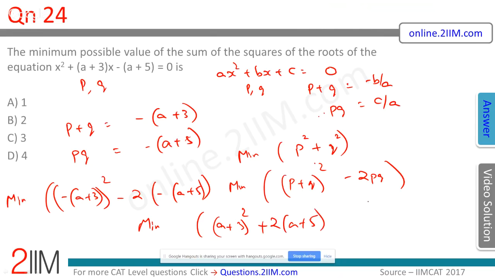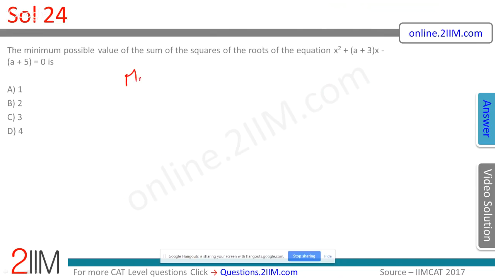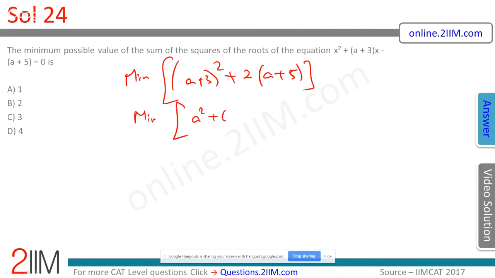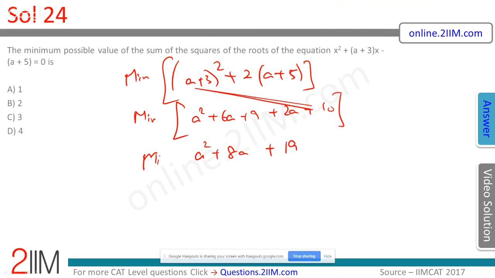I'll write this down in the next slide. We want to find the minimum of a plus 3 whole square plus 2 times a plus 5, or a square plus 6a plus 9 plus 2a plus 10, which is a square plus 8a plus 19. You can differentiate and all that, but I hate that. I don't want to differentiate. I want to do completion of squares.